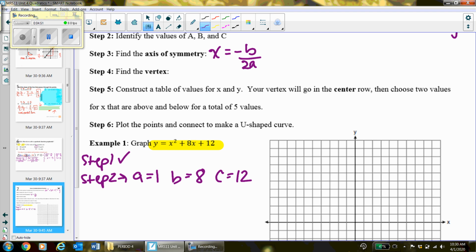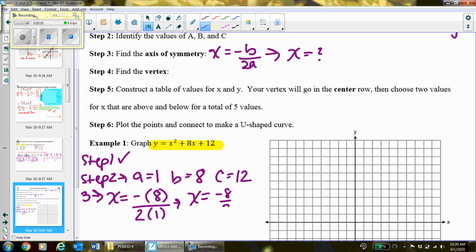Now, when they ask you to write the axis of symmetry as an equation, you need to write x equals whatever number you get from this equation. All right, x equals is the way to write axis of symmetry. All right, so step 3, I'm just going to put 3 because I need space. So x equals, my b is 8, and my a is 1. So x equals negative 8 over 2, which means x equals negative 4.